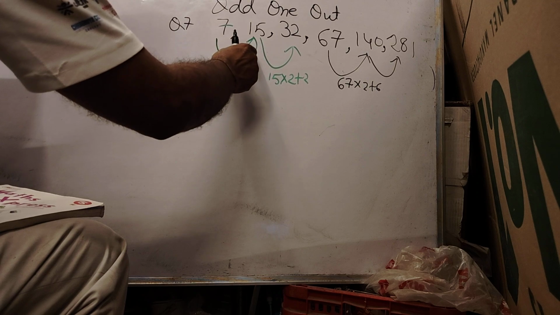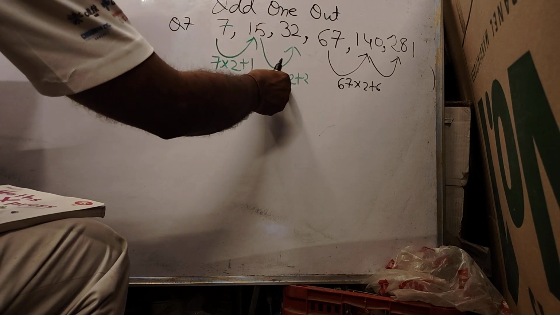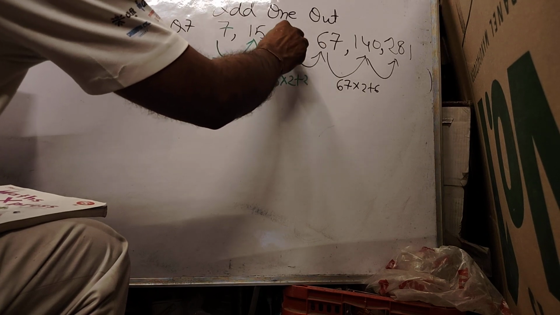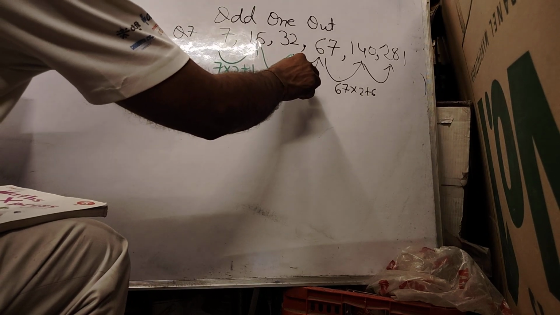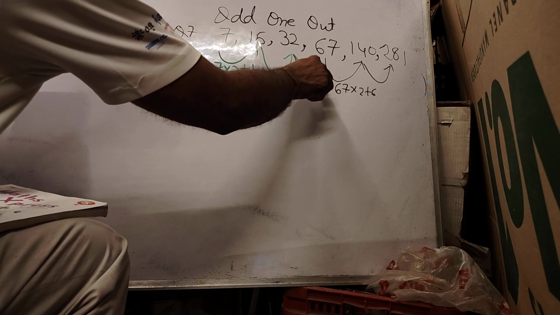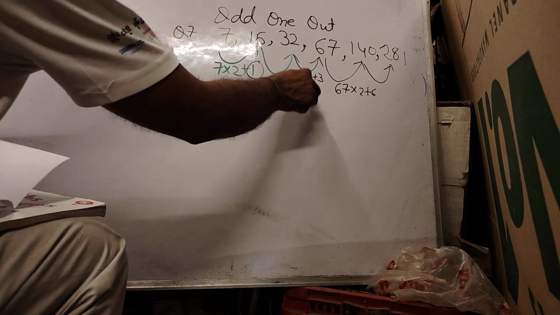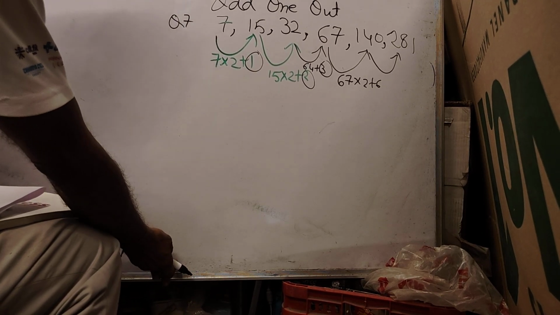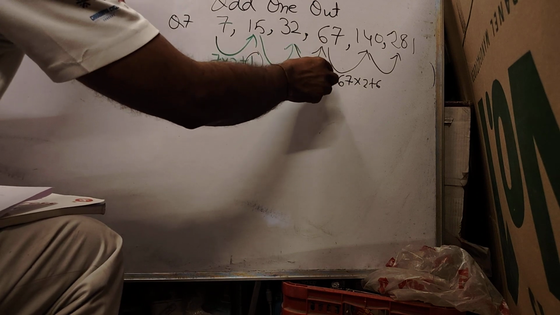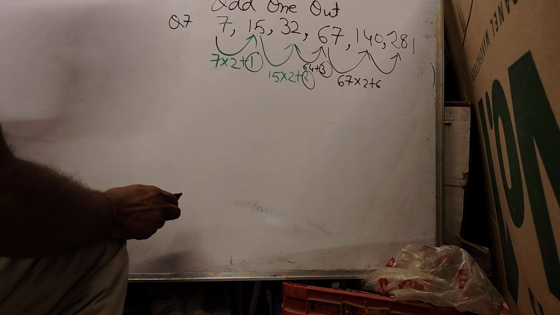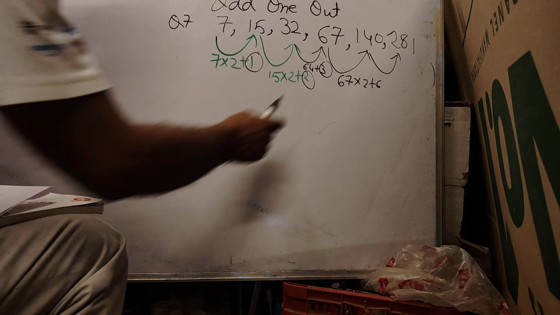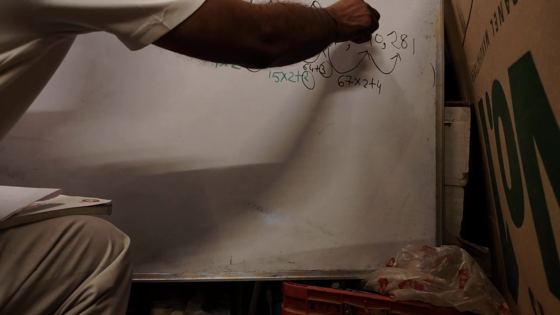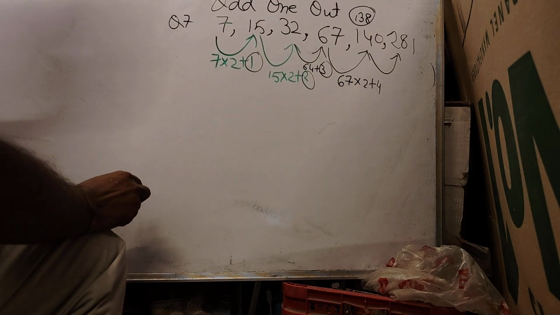So double plus 1, then double plus 2, then double plus 3. So 32 double is 64. So 64 plus 3. So 1 plus 2 plus 3, there is continuously adding the number. And 67 double is 134. Then plus 4. So it becomes 138. So 138 should be there instead of 140.